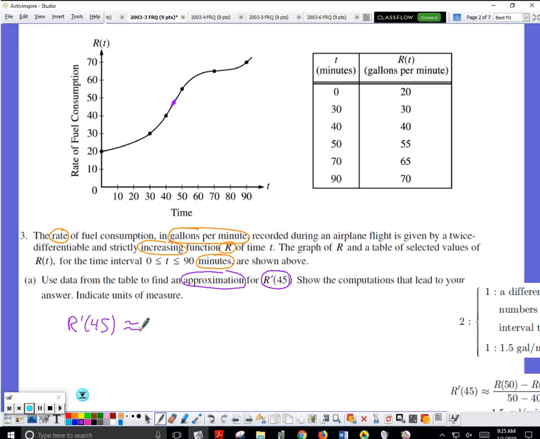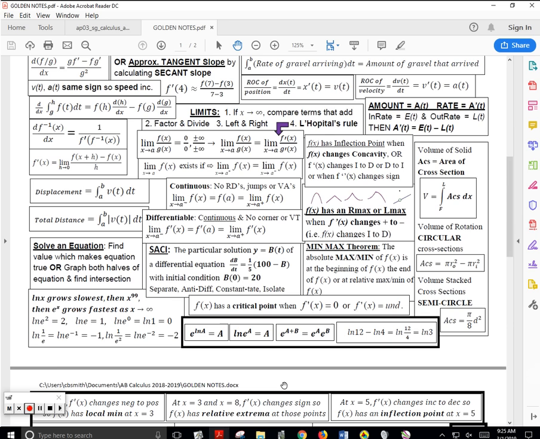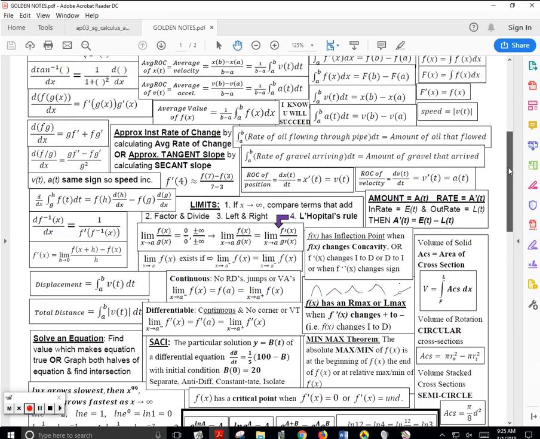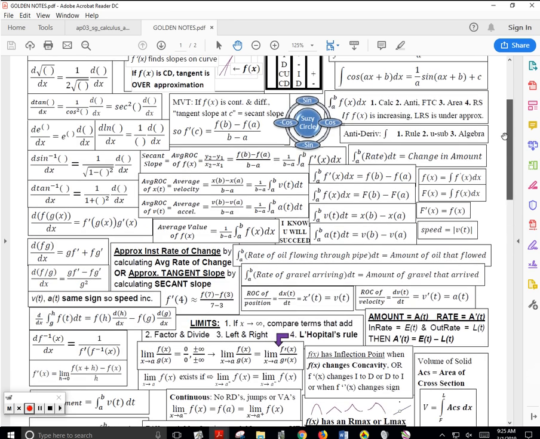On your golden notes, I'll keep referencing those so you can find the key pieces of information. Golden notes, front side, middle, says you approximate an instantaneous rate of change. That's what we're doing. R prime is an instantaneous rate of change. You approximate an instantaneous rate of change by calculating an average rate of change. So here's the formula. So I'm going to use this formula.